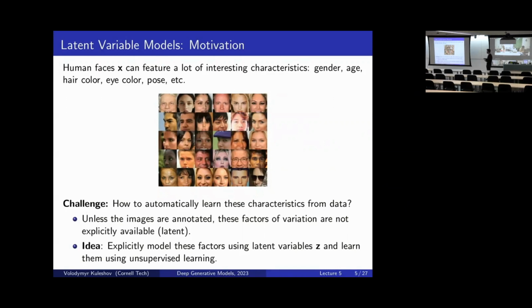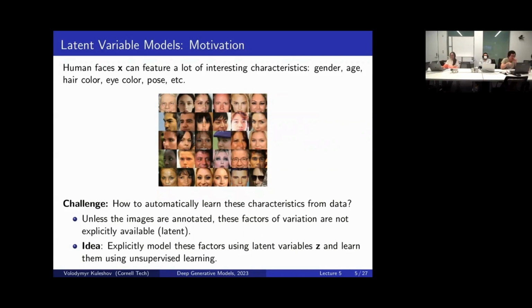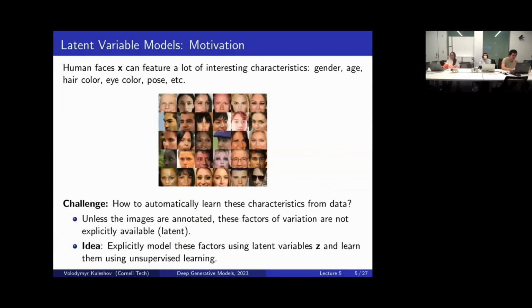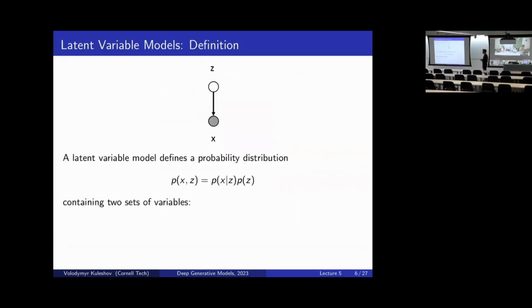In particular, we're going to model these factors as an additional set of variables, which I'm going to denote by z. So before we used the variable x to denote the object, or in this case, the image, which is visible. Now we're going to add another set of variables z, which will represent these unknown, unobserved characteristics of the data. And we're going to learn a probability distribution over both x and z jointly. So that's going to be our strategy.